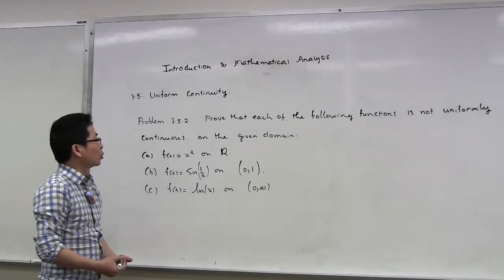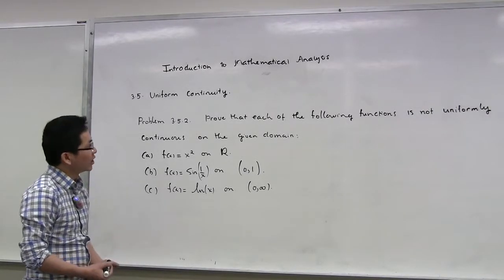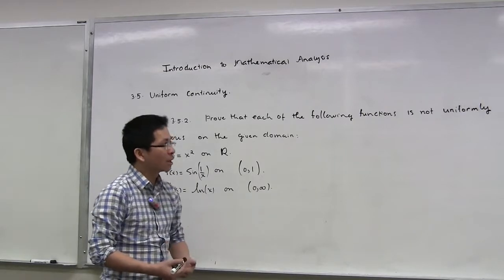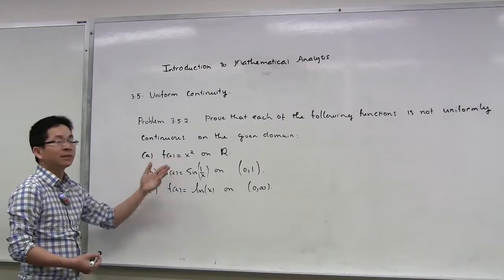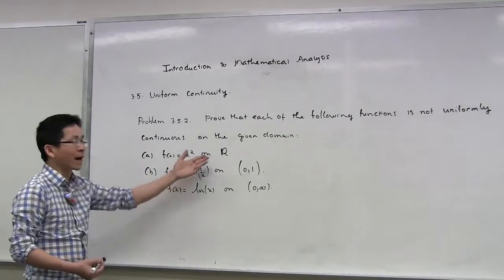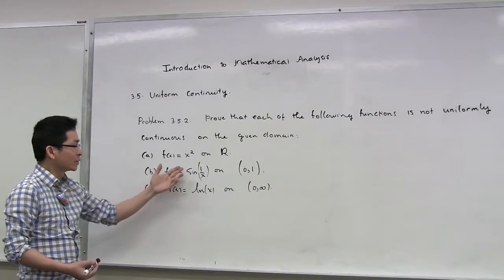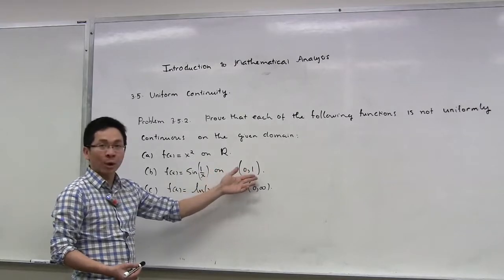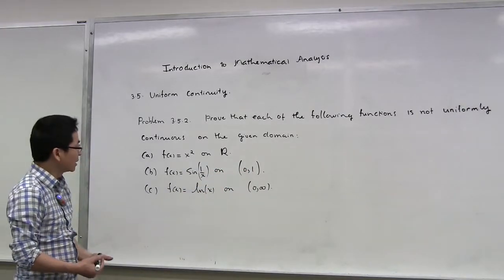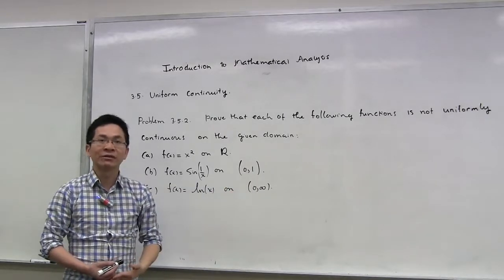In this video, we are going to work on problem 3.5.2 from the textbook. Prove that each of the following functions is not uniformly continuous on the given domain. The first function is the squaring function on R. The second function is given by f of x is equal to sine of 1 over x on the interval (0, 1). And the third function is the ln function on the interval from 0 to infinity.